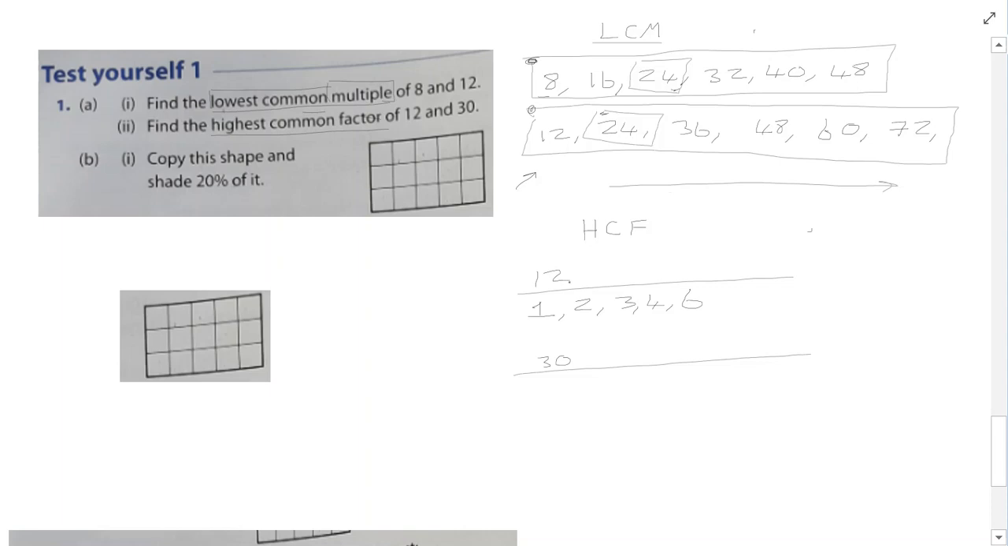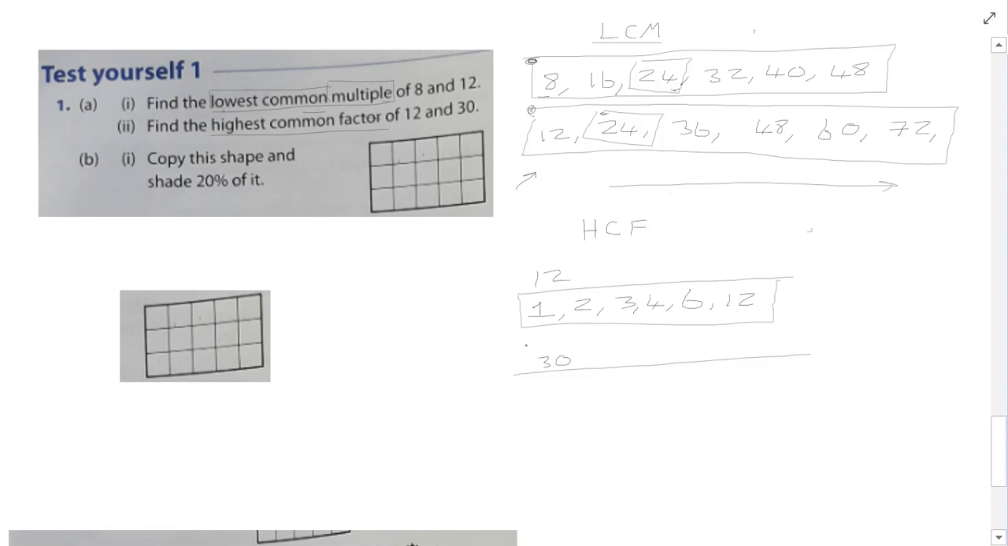8 is not a factor. It won't divide in evenly. 9 is not a factor. 10 is not a factor. 11 is not a factor. And 12 is a factor because it'll divide in evenly into itself. So these here are all the factors of 12. So these are all the numbers that will divide in evenly into the number 12.